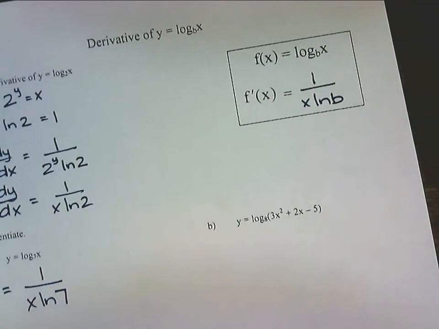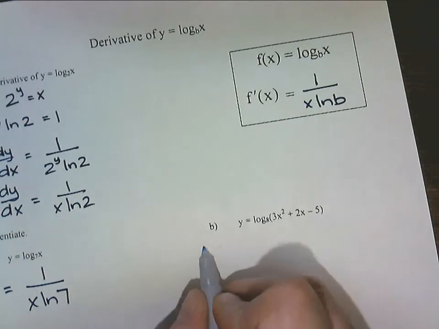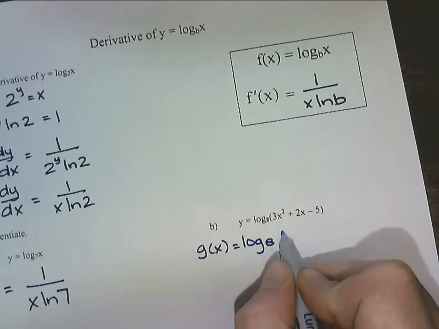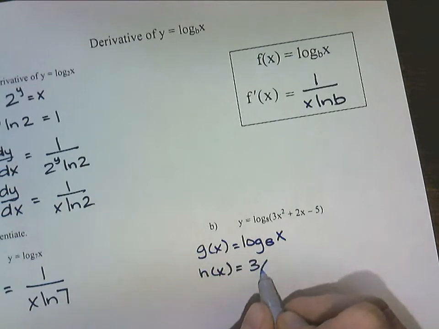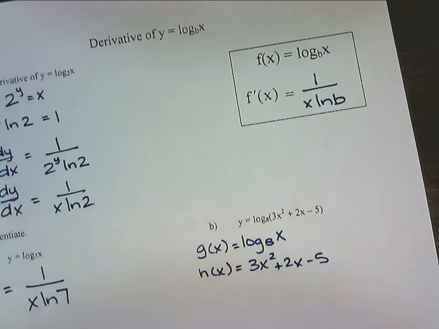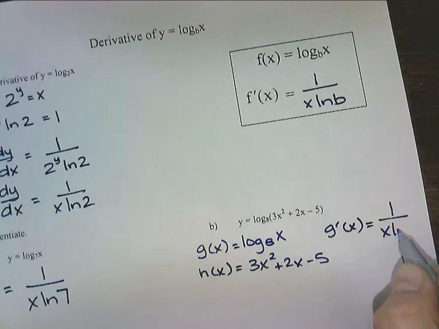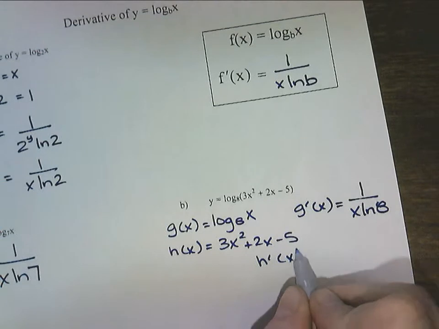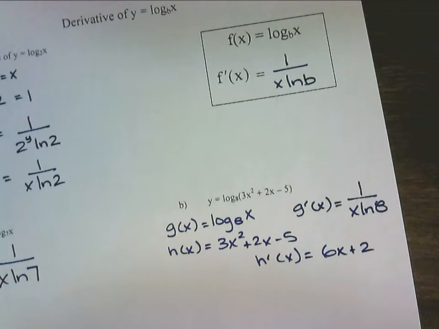Okay, if we want to apply a little more challenge to it, let's look at something like this. So log base 8 of 3x squared plus 2x minus 5. Well, let's refer back to the chain rule, where g of x is log base 8 of x, and h of x is equal to the polynomial. Well, if I want to take the derivative of g, I know it's 1 over x ln 8, and the derivative of the polynomial is equal to 6x plus 2. Let's plug these into the chain rule.